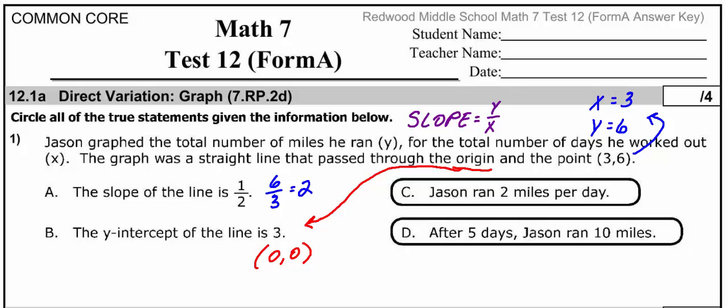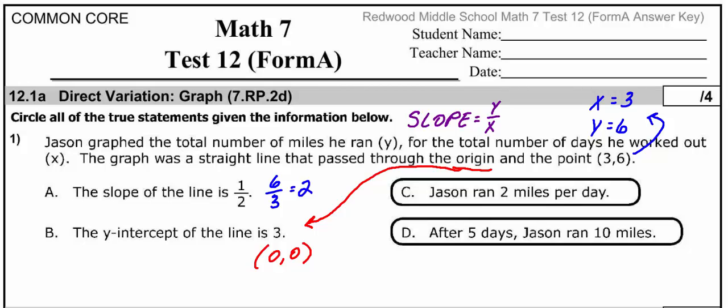So they give you this information. Jason graphed the total number of miles he ran for the total number of days he worked out. Number of miles was the y, number of days was the x. The graph was a straight line that passed through the origin and the points 3, 6.